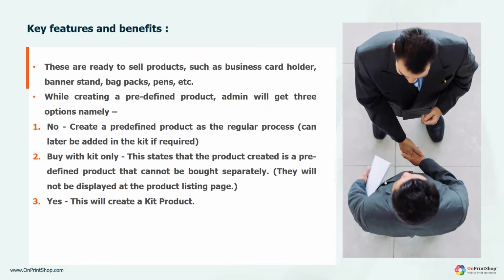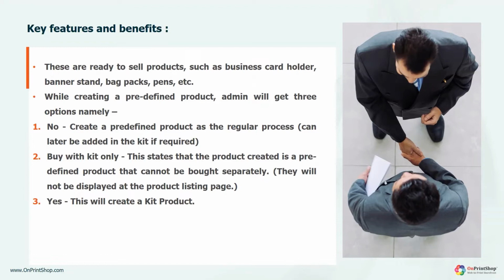While creating a predefined product, admin will get three options. No: create a predefined product as a regular process, which can later be added in the kit if required. Buy with kit only: this states that the product created is a predefined product that cannot be bought separately. They will not be displayed at the product listing page. Yes: this will create a kit product.